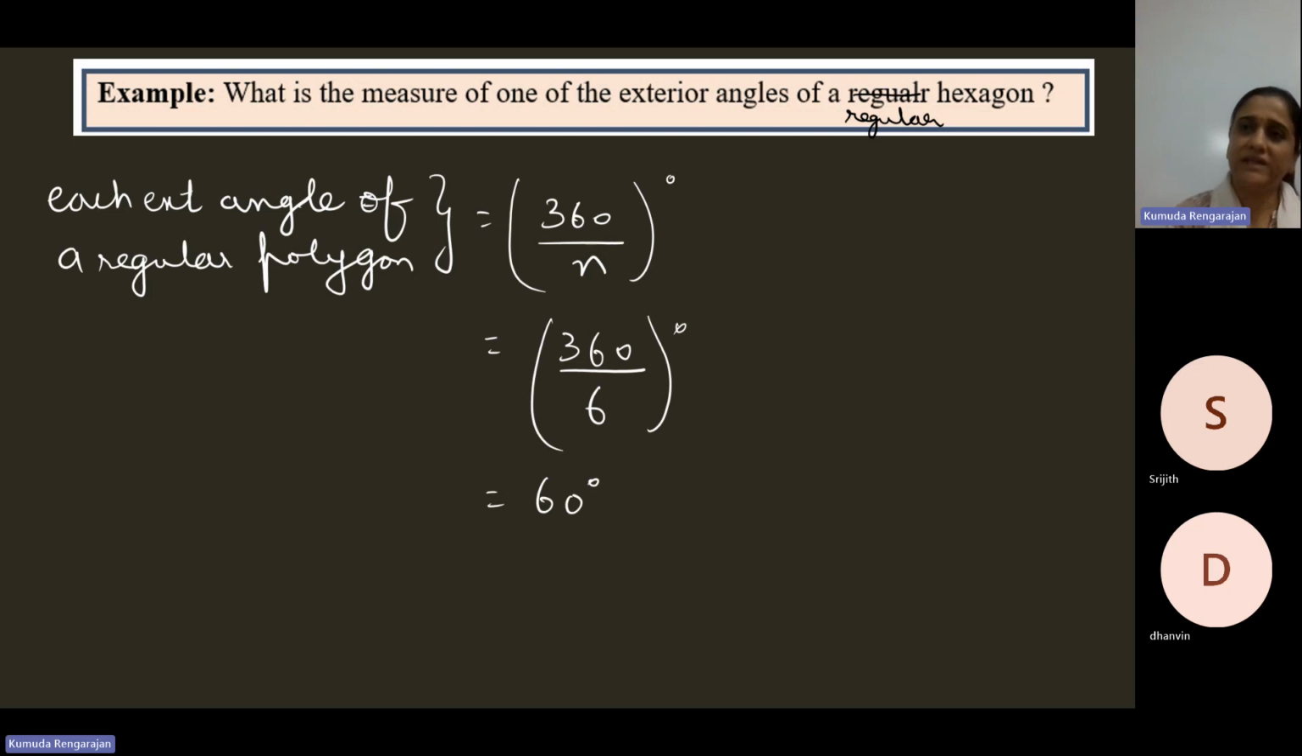You found the interior angle. That's also correct. Correct, but this is faster. There you have to find the sum of all the interior angles of a hexagon, right? 720, then divide by 6, 120, then 180 minus 120, 60. But you're right.